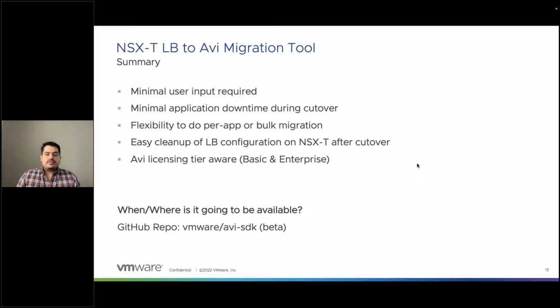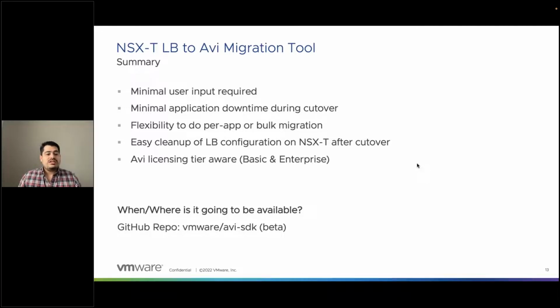cleanup. The design was thinking about the downtime, right? So we expect a minimal application downtime during the cutover because of the way in which the application is going to do the disable/enable. You will have the flexibility again to do it per app or in bulk using the VS filter. The third phase will allow a really easy cleanup of all the configurations on NSX-T after the cutover, and the tool in every one of the phases is tier aware. I mean, it's going to understand if you're running basic tier or enterprise tier in AVI.